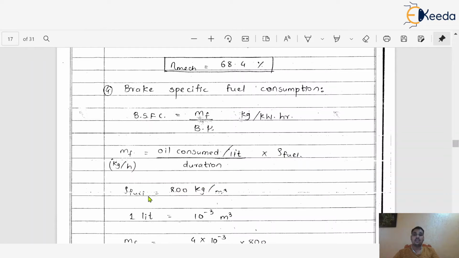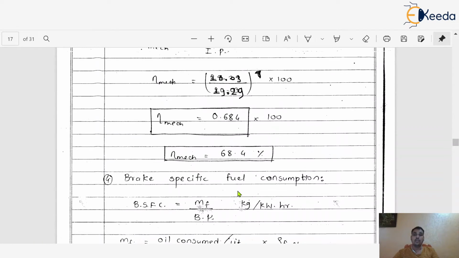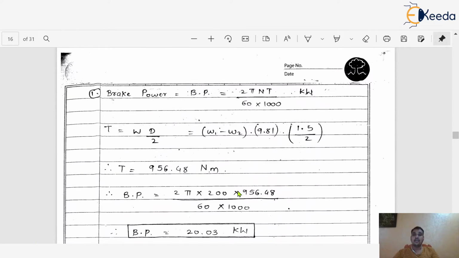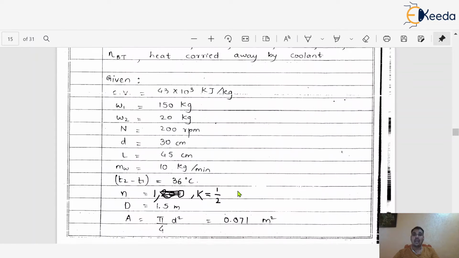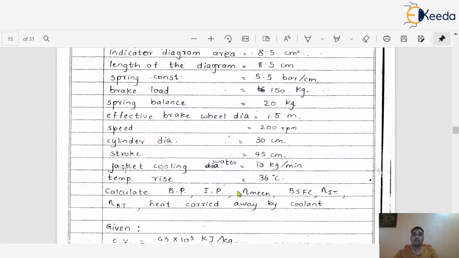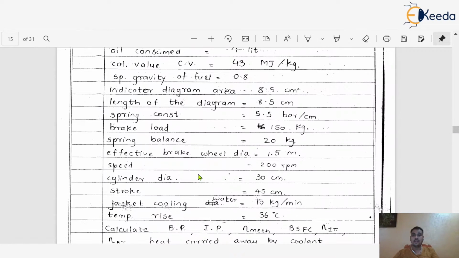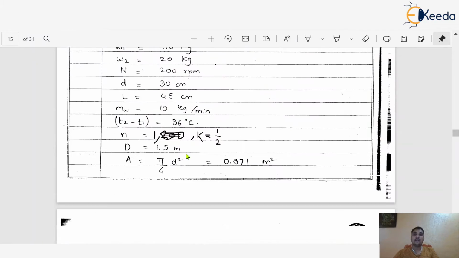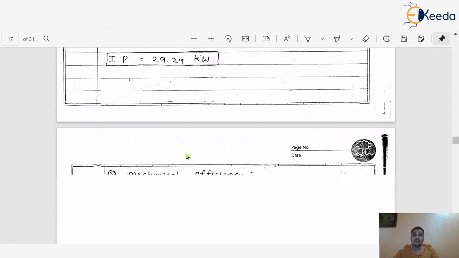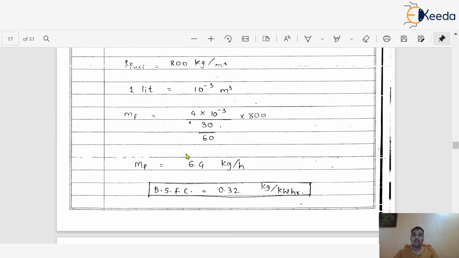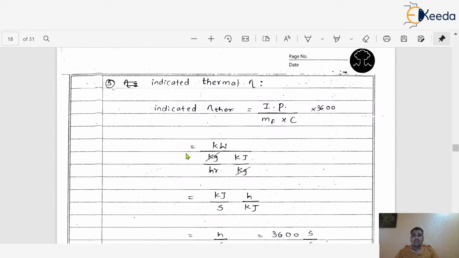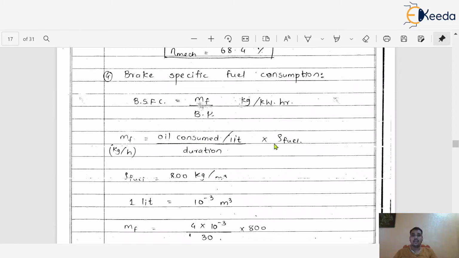In this case, the density of fuel would be 800 kg per meter cube. The density is given in terms of specific gravity, which is equal to 0.8. As we know, the specific gravity of fuel is 0.8, so multiply by 1000, and then we get the density, which is equal to 800 kg per meter cube.